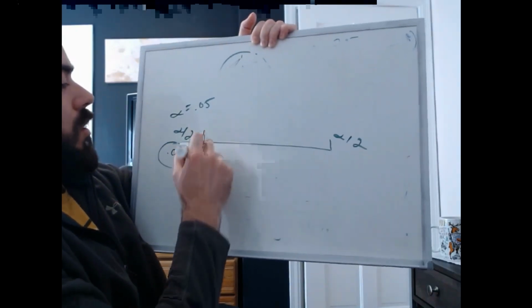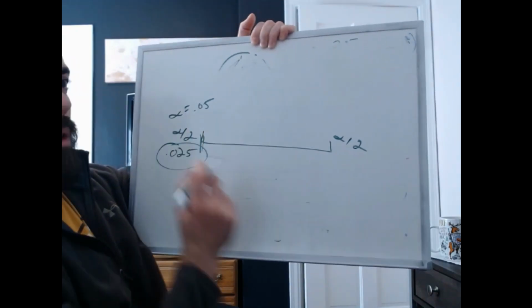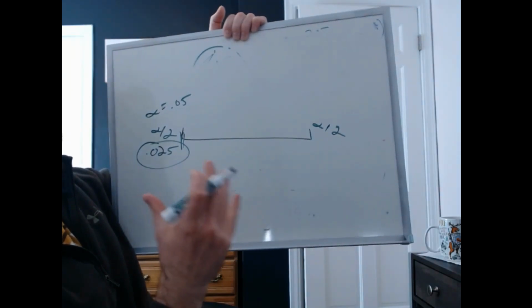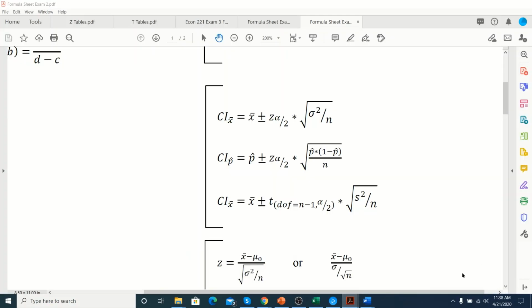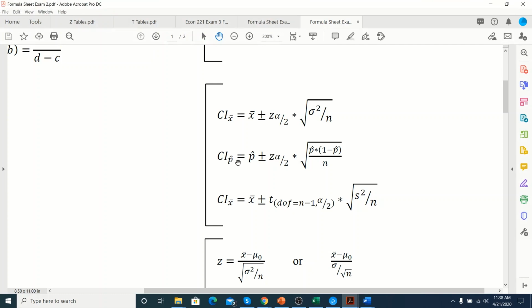So I want to find the z-score that would give me that area of 0.025 on the left. And the reason why I know it's a z-score is because I'm dealing with a sample proportion. The formula sheet even reminds me: confidence interval for a sample proportion, use that z-score. So I go to my z-tables.